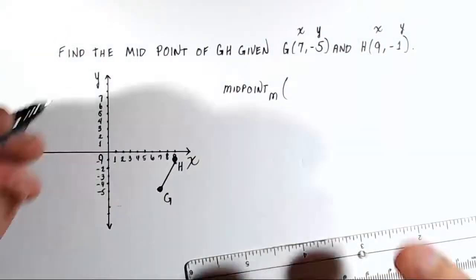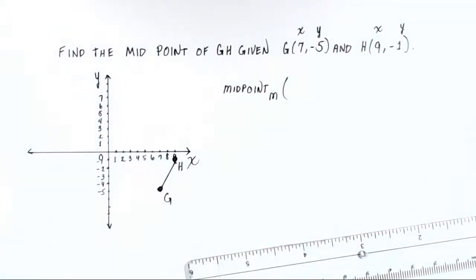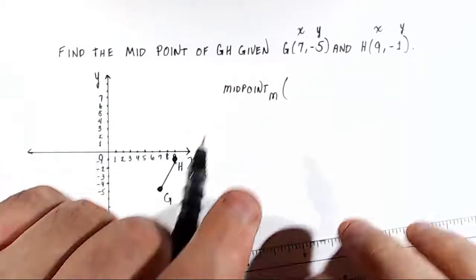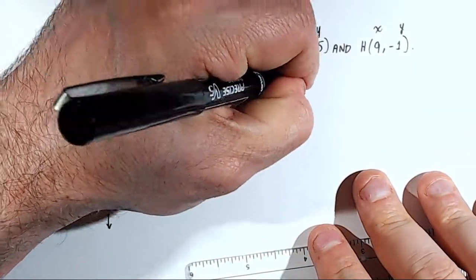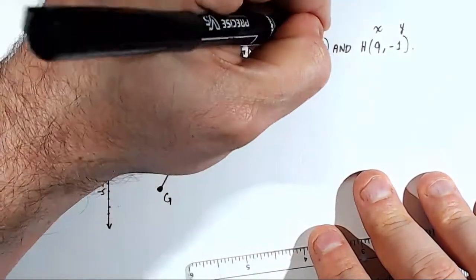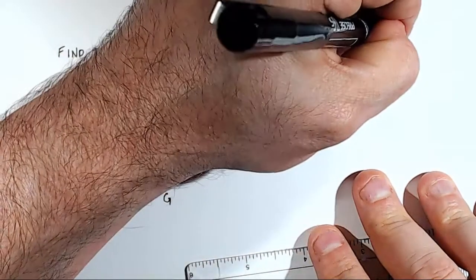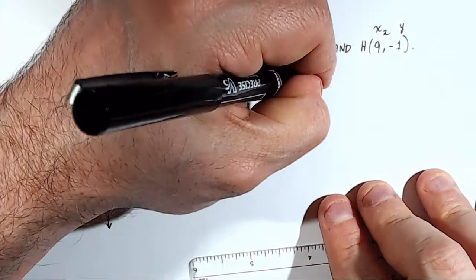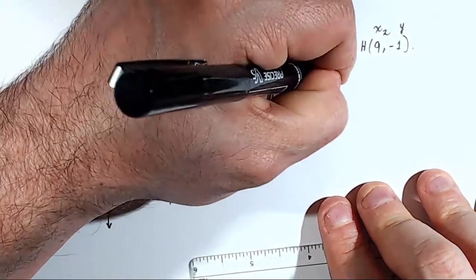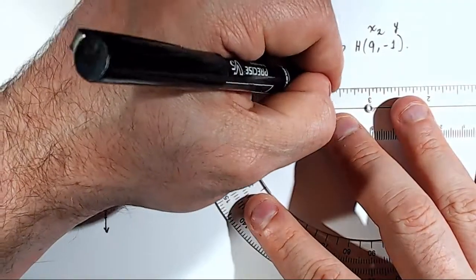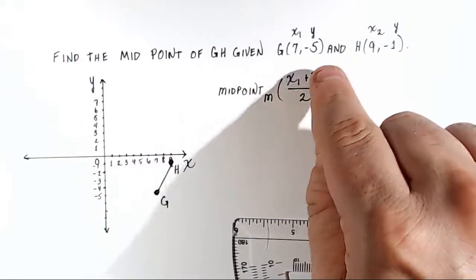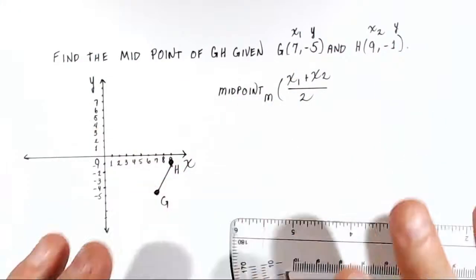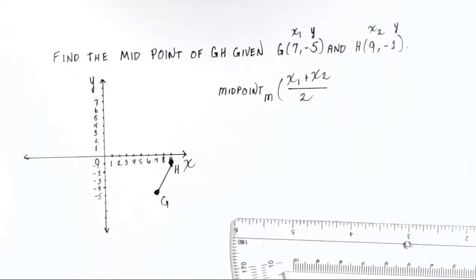Now, how am I going to write that? So the way you find the average is you add two things together and divide by 2, the average of two things. So here are the two things. First, I need to find the average of the x values. So that's x1, and we'll call 7 x1. We'll call 9 x2. x1 plus x2 over 2. Once we solve that out, that'll be the x coordinate of the midpoint.